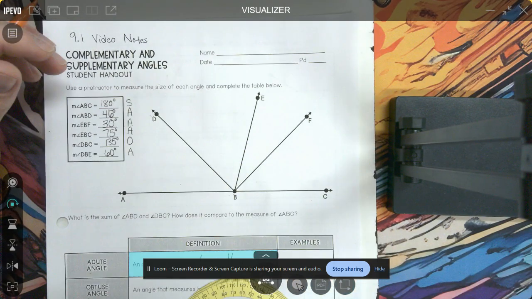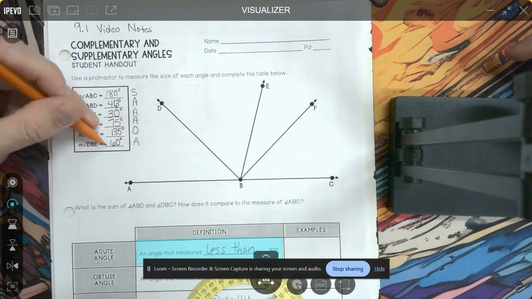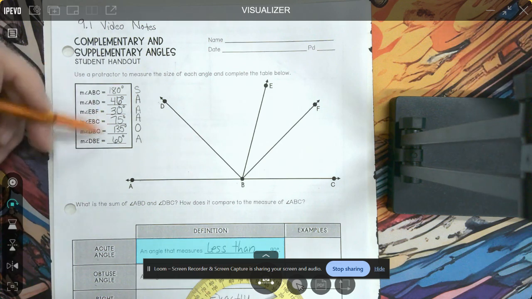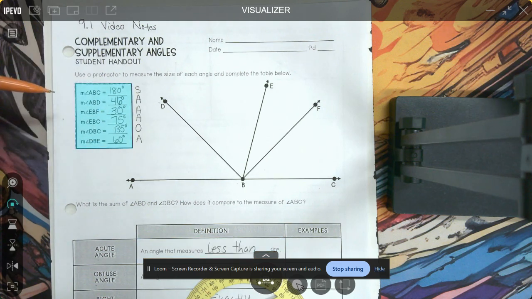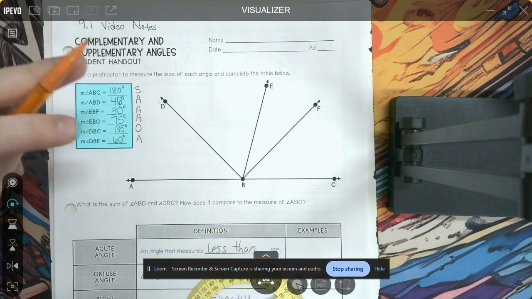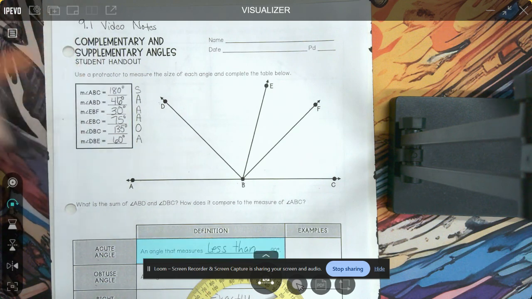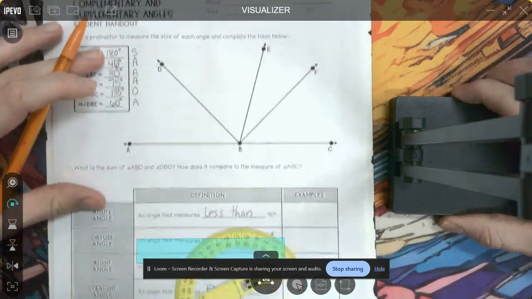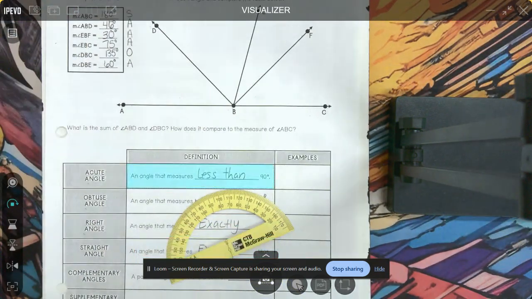All right, so for DBC, you should have seen that was an obtuse angle. Obtuse angle, you get 135. And then for DBE, you got acute, and it should be 60 degrees. Let me know if you have any questions on how to get those. But remember, the most important thing is you have to have two points on your protractor, and then use the third point to extend that line to see what the measurement is. All right, so now we're going to be using our examples here.